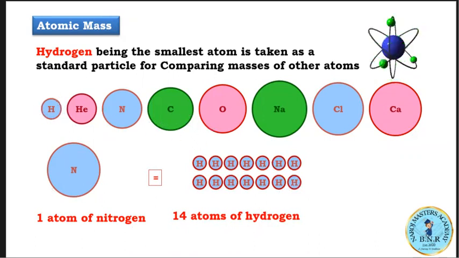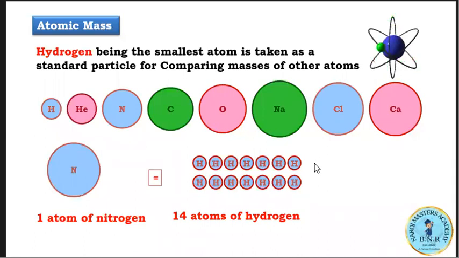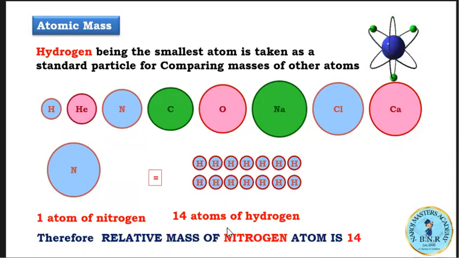If you want to find it for carbon, the atomic number is 6 and its mass is 12. So how many atoms of hydrogen are equal to 1 atom of carbon? One atom of carbon is equal to 12 atoms of hydrogen. Is it clear? In that way, earlier scientists used to find the masses of the other remaining elements. Therefore, the relative mass of a nitrogen atom is 14.